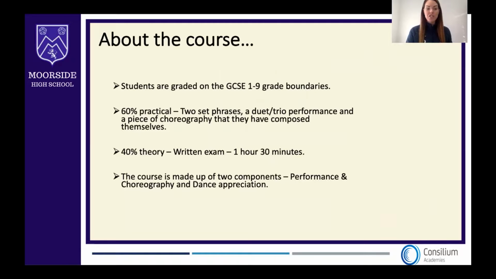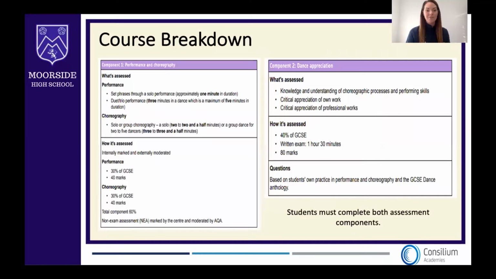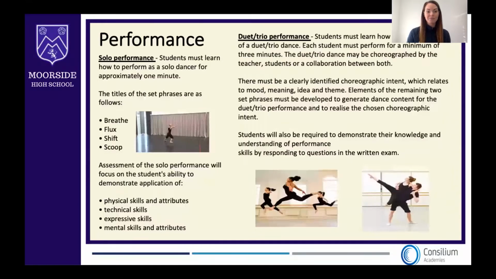So about the course, the students are graded on the GCSE 1 to 9 grade boundaries. It's 60% practical and 40% theory. And the course is made up of two components, performance and choreography, which is the practical side of it, and dance appreciation, which is the written theory side. So here's a little course breakdown. So we're going to go through this in a little bit more detail.